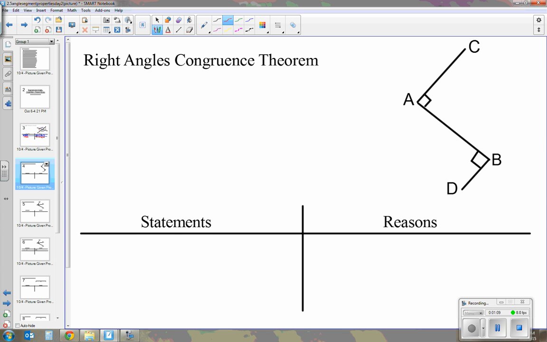My next one is the right angles congruence theorem. If we notice, we see that little right angle box, that square, and when we see that square, and only when we see that square, we know that that's a right angle. And we know that right angles are 90 degrees, and therefore they are congruent. So we can state that angle A is congruent to angle B because of the right angles congruence theorem. And we only can state this when we see those little boxes, the right angle boxes.